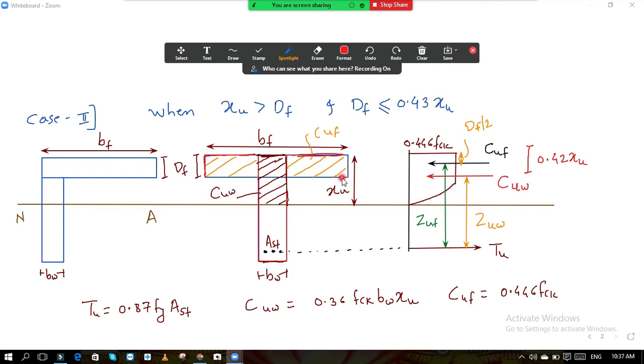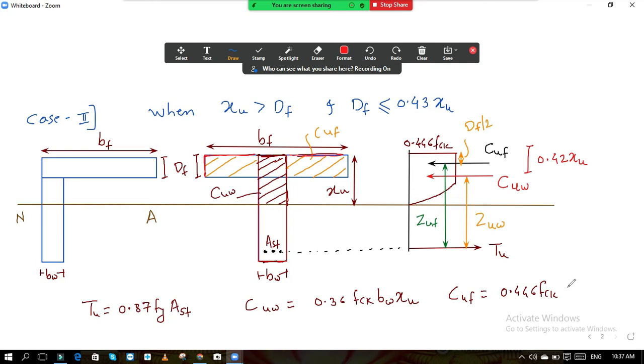Okay, that we will see in case number 3. Now in case number 2, you can see that for the compressive force in the flange, this is the flange area and the stress intensity is uniform in this flange. That is why we have taken the maximum stress. So now this is the maximum stress, 0.446 FCK.